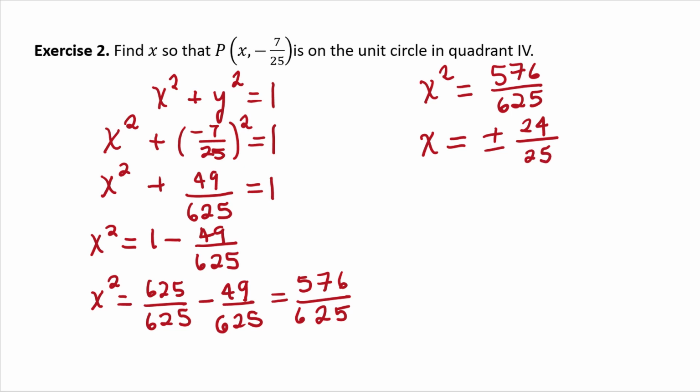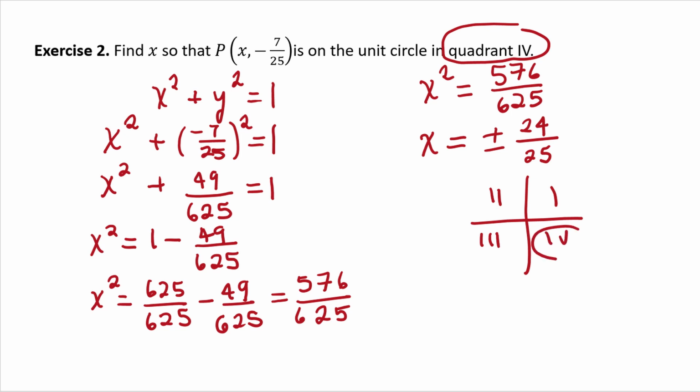We have to decide, is it the positive or the negative value? So let's look at the problem where it says it needs to be in quadrant 4. Here's 1, 2, 3. And in quadrant 4, we see that the x component is positive and the y component is negative. So in solving for the x, we want the positive value. The x value for which this point would be in the unit circle in quadrant 4 is x equals positive 24 divided by 25.